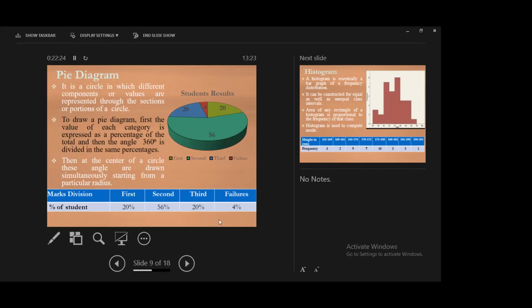And then we have the percentage distribution. So first, second, third, and failure. Easily we can see that more than 50% of the students have secured second division in the data that we are using. This is the use of a pie diagram.